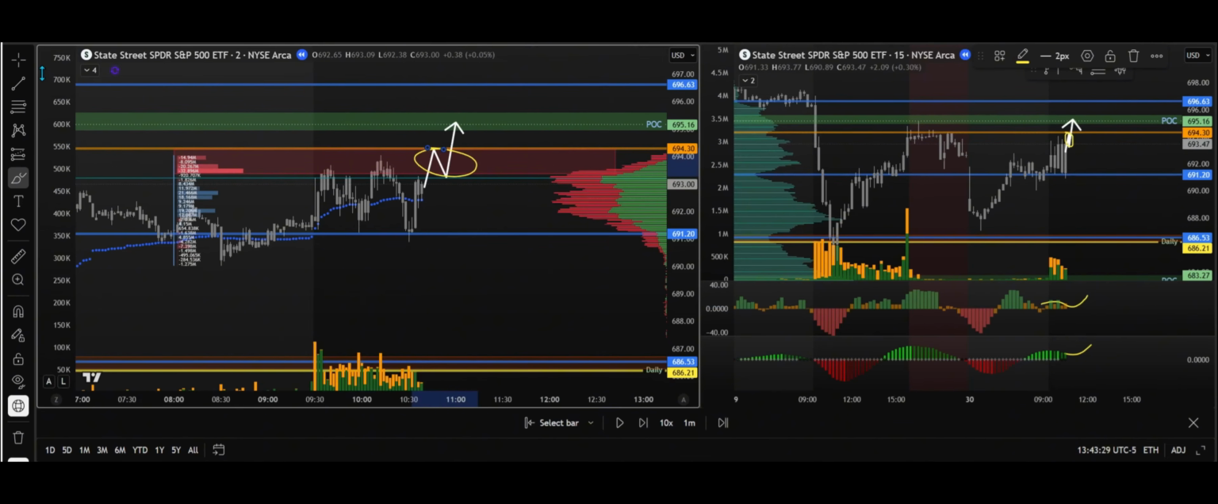Of course, we always want to have confirmations. Right now, in this snapshot of the market, price is obviously moving up from the bottom low volume node, this ranging area.